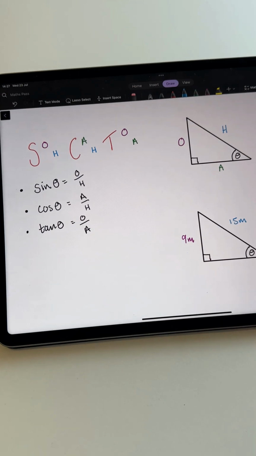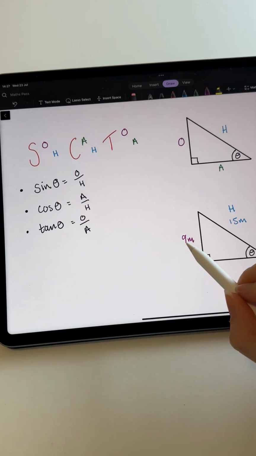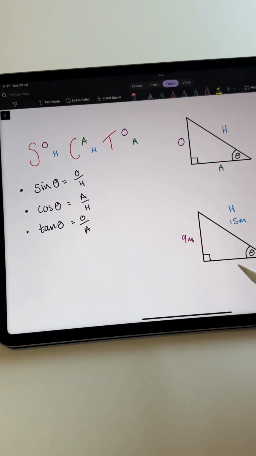So your step one whenever you're doing a SOH CAH TOA question is you want to label your triangle. First up, our longest side, which is always opposite the right angle, is our hypotenuse, so we label that H. We then look at our angle and decide whether this 9 metres is on the opposite side of the triangle or on the adjacent side, which just means beside that angle. This is on the opposite side, and so we call that O for opposite. And we currently have no information about our adjacent side, so we can just ignore that for now.